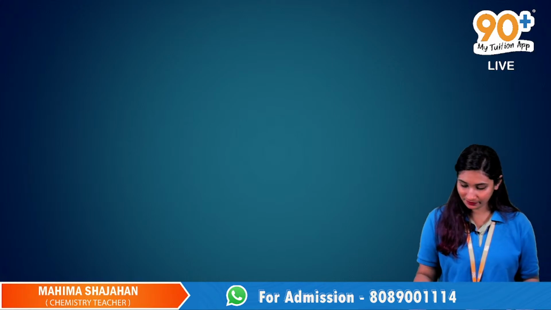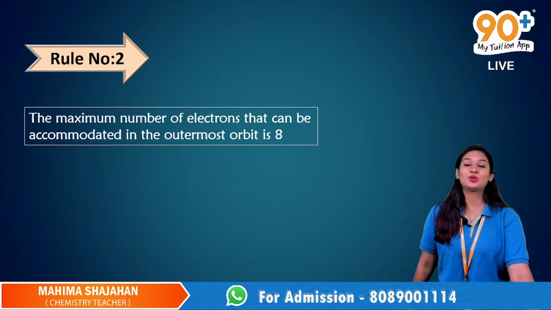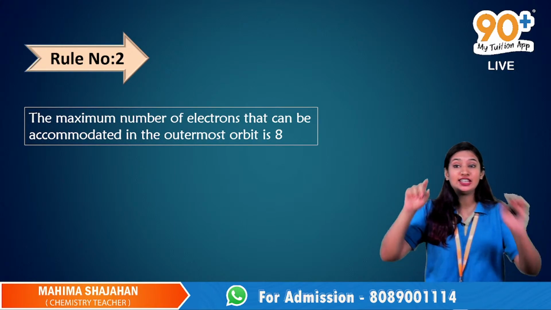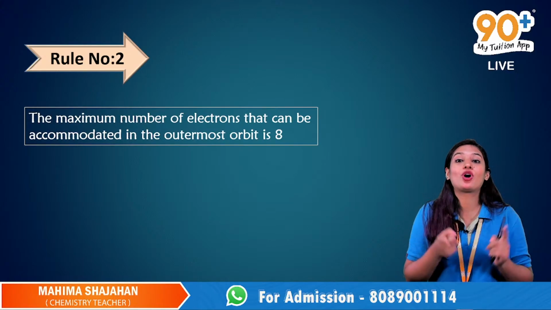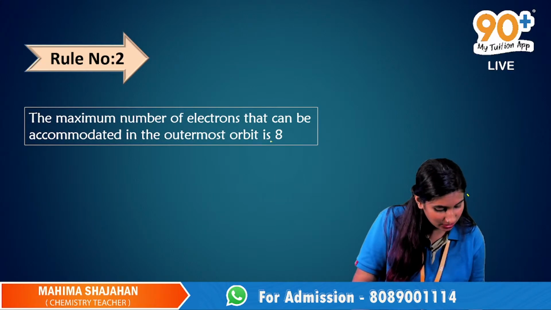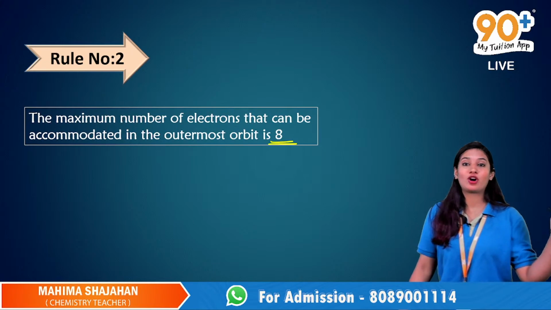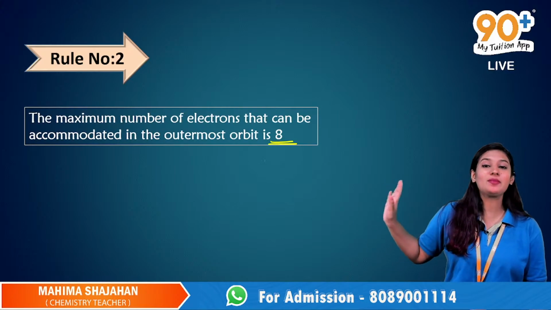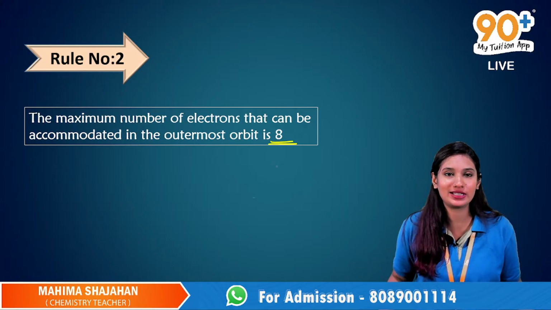All right, now let's move on to our second rule. What is our second rule? The maximum number of electrons that can be accommodated in the outermost orbit, the outermost shell or outermost orbital, is 8. It is only 8. When we write the electronic configuration, or how electrons are distributed, the maximum number of electrons in the outermost shell will be 8. Why is it 8? Don't worry, we'll learn that.